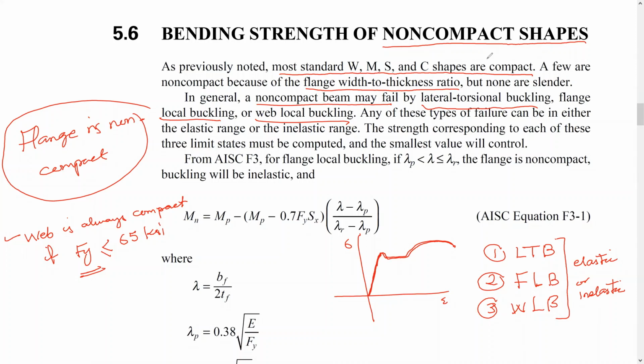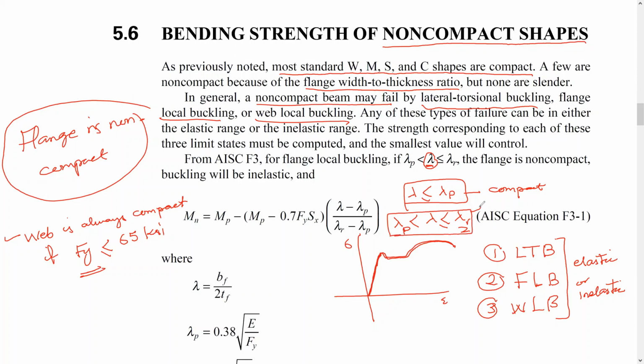And I think you know how to check the compactness of a cross section. Here is the width-thickness ratio. If it's less than lambda p, which is the compact/non-compact limit, and there is a table I showed you, then it's compact and we design it based on the last class. If lambda is greater than lambda p and less than or equal to lambda r, which is the limit for slender, then it's non-compact.